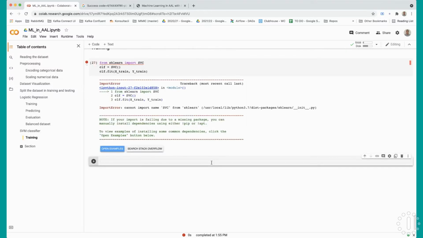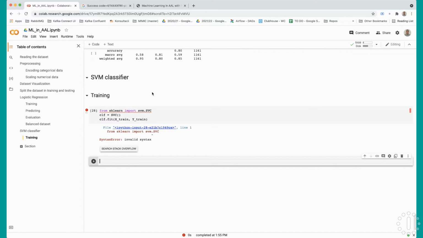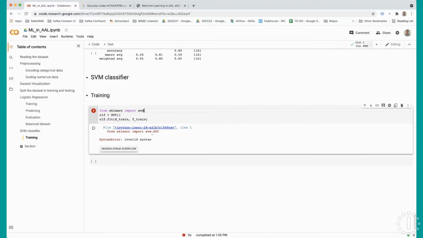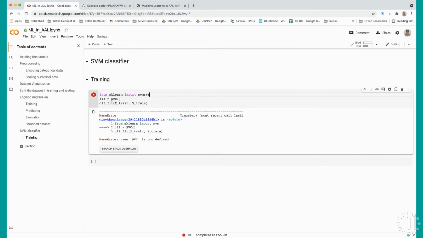Let's see what will happen now. Actually, it's svm.SVC over here. Okay, svm is the package in the scikit-learn library. So from the package svm, we have to import the classifier SVC over here.